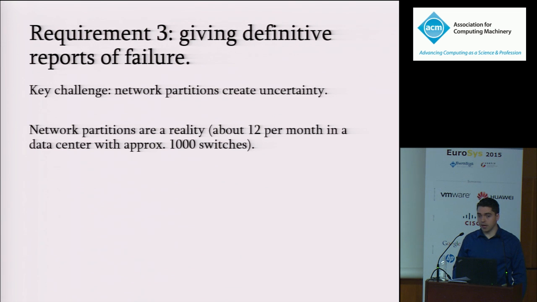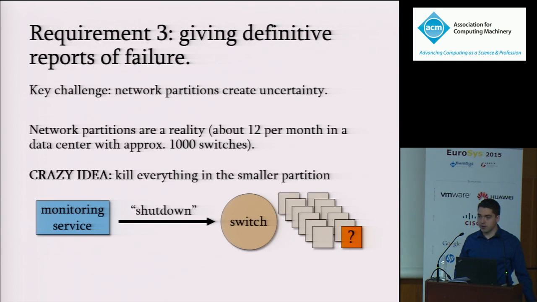We looked at the failure data for the data centers of a company with a major internet presence, and we found that in a data center with about 1,000 switches, there were about 12 partitions per month, most of which corresponded to top-of-rack switch failures. So how can a monitoring service deal with these kinds of failures? Well, one crazy idea would just be to nuke everything in the smaller side of the partition so that the rest of the system can make progress.